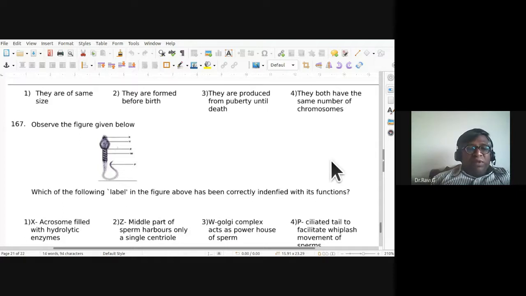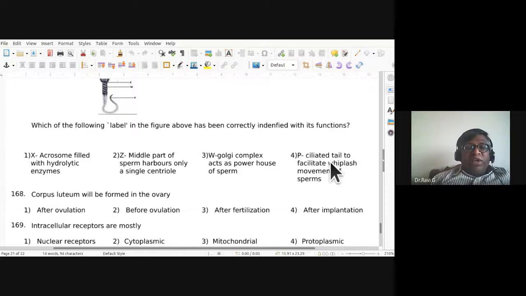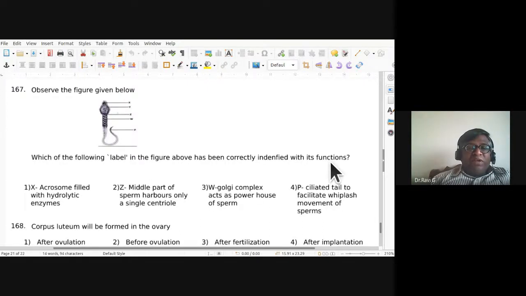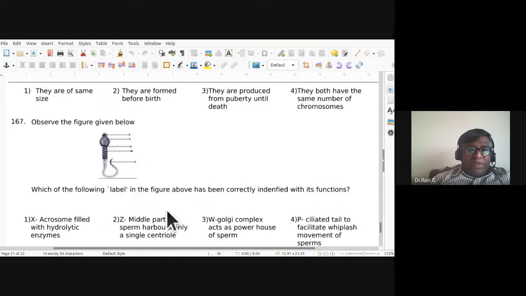Observe the figure given below. Which of the following label in the figure above has been correctly identified with its functions? Okay, X, acrosome filled with hydrolytic enzymes. So 167, A itself is correct. Then the remaining are not correct.